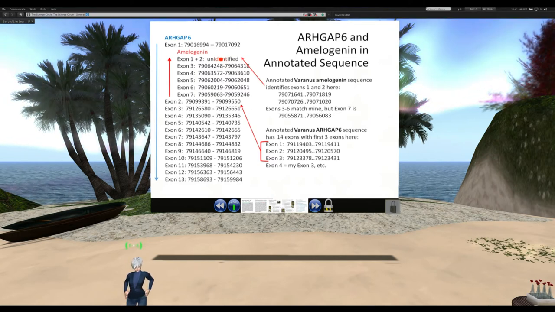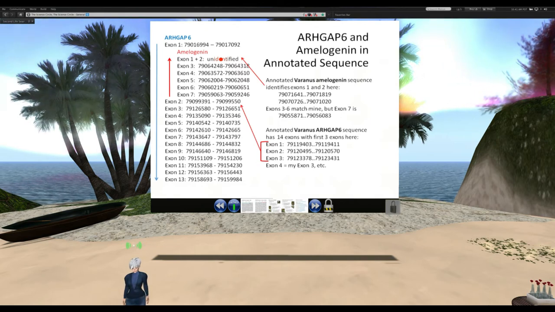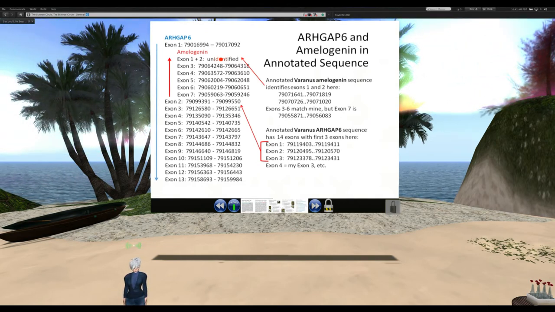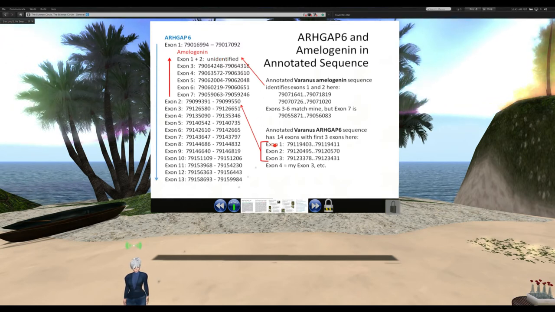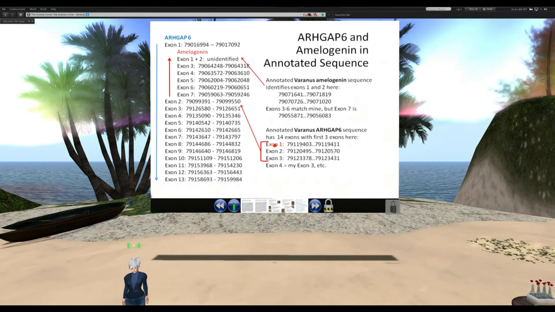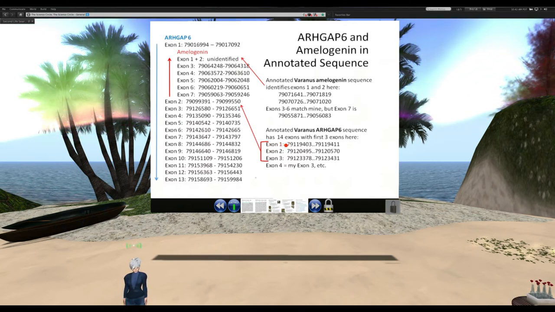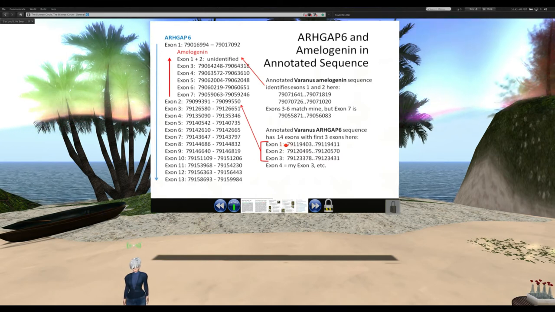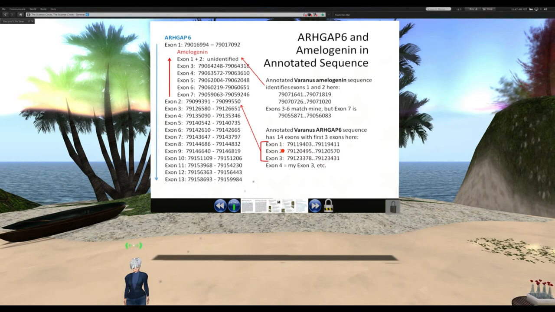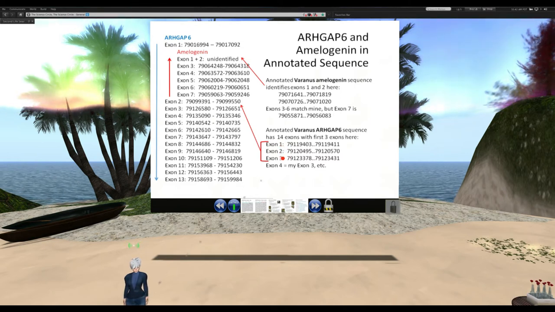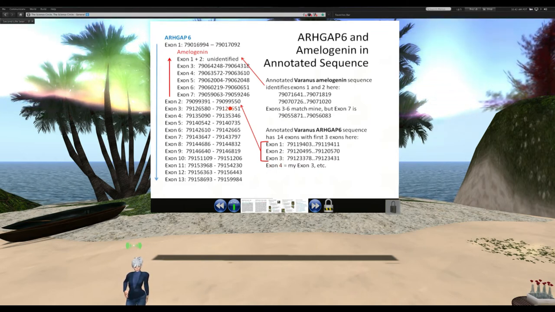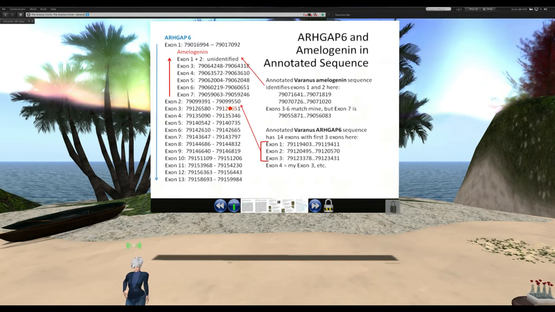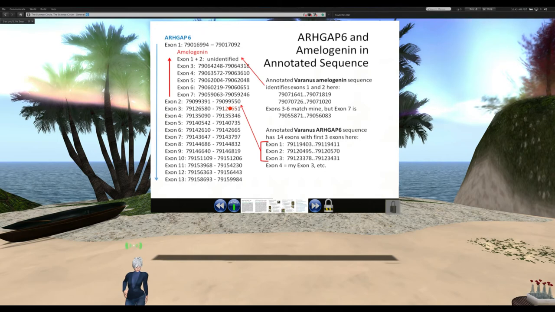But they are annotated here. And these exons 1 and 2 are in reasonable locations for the rest of the exons. The other difference is in the annotated sequences, exons 1, 2, and 3. Their exon 1 is not where my exon 1 is. And they also have two additional exons which don't match with mine. So their exon 4 matches to my exon 3, and then all the other exons between exon 3 and exon 13 match in both sequences.